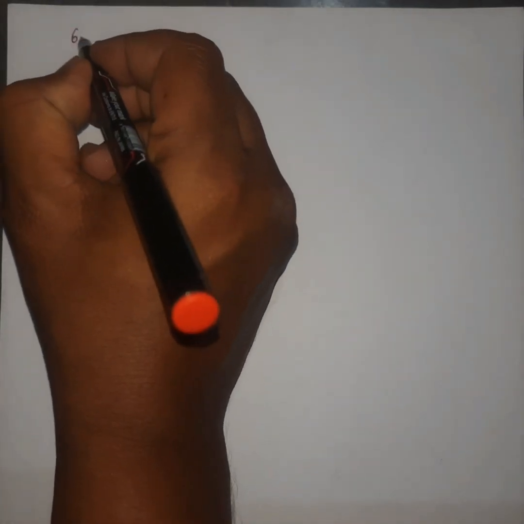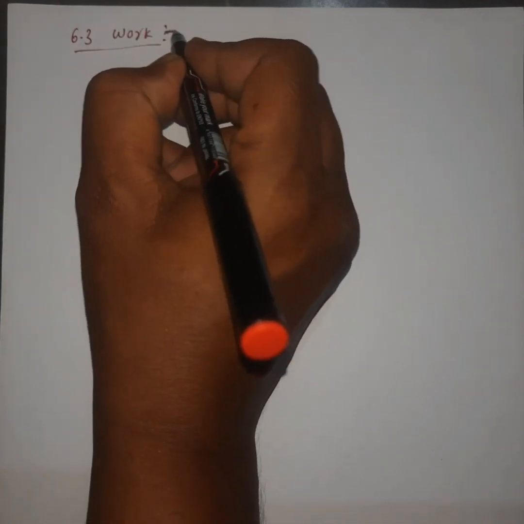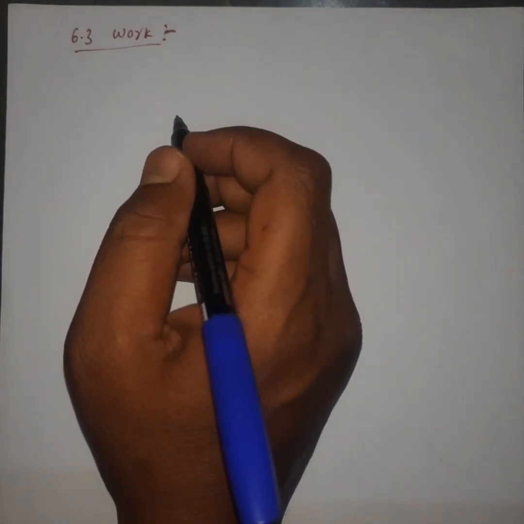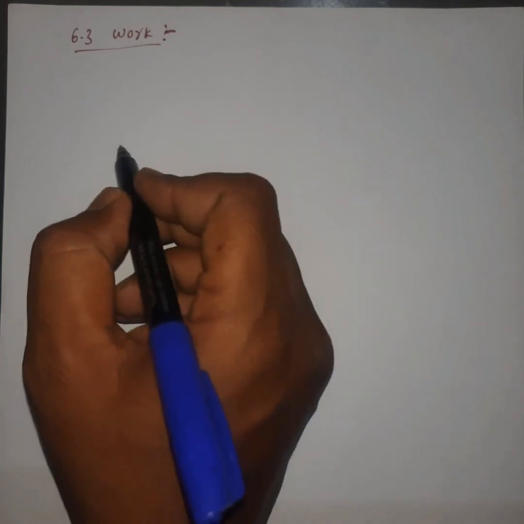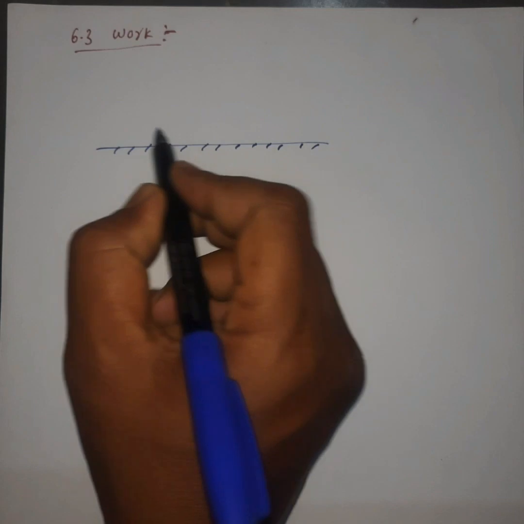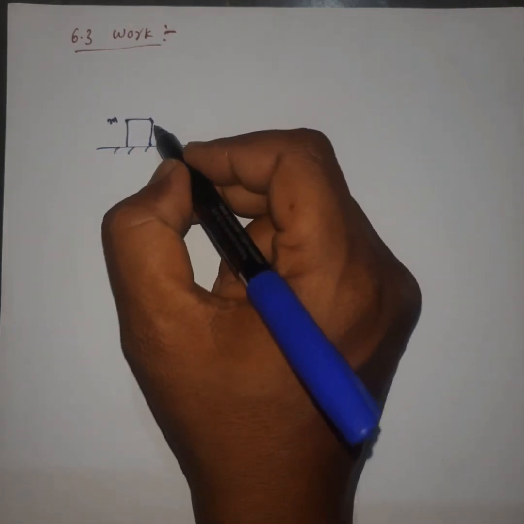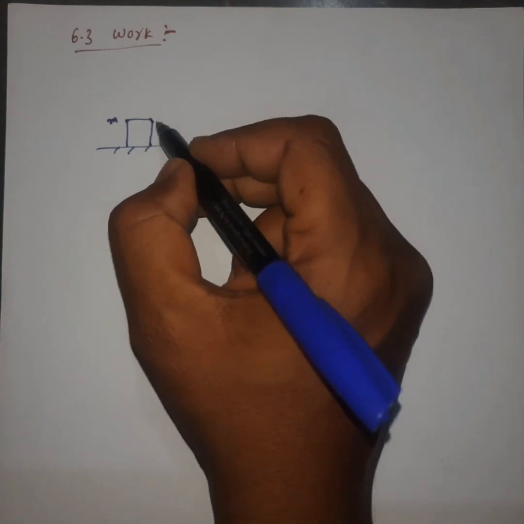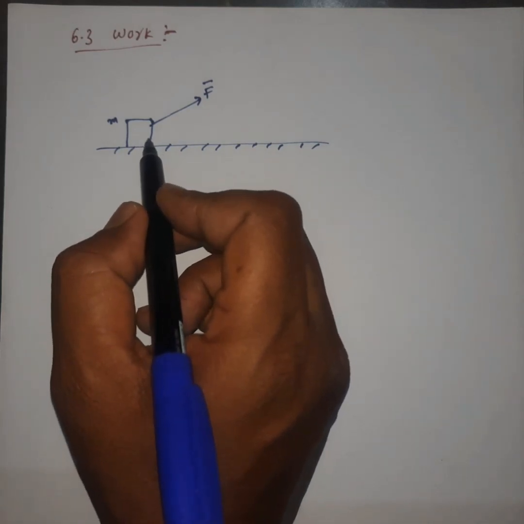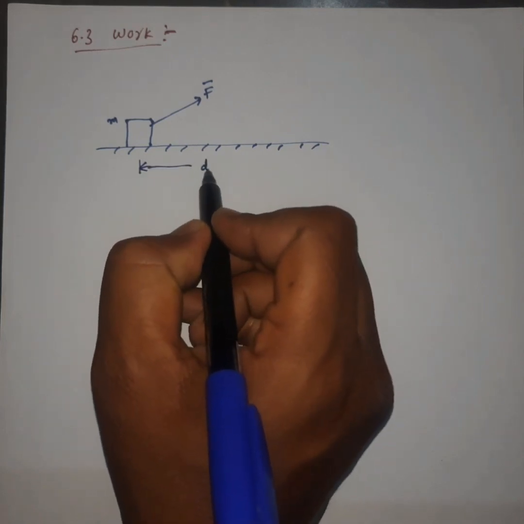6.3 Work. Let us consider a constant force acting on an object of mass m. Here an object having mass m, a constant force acting on that object is in this direction. So the object undergoes a displacement d bar in the positive x-axis.